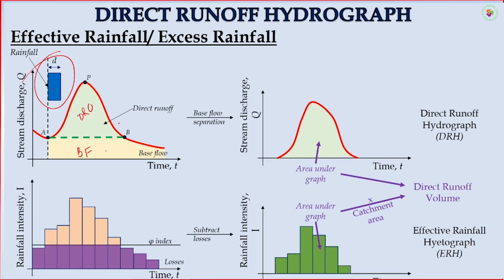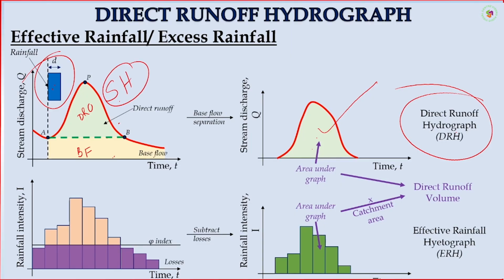And this result has base flow and direct runoff. If you make the base flow separation, then you get the direct runoff. So the starting point is this, the outcome is this, and again base flow separation gives this. This is what we call the direct runoff hydrograph. And this is called the storm hydrograph. A storm hydrograph, a direct runoff hydrograph.